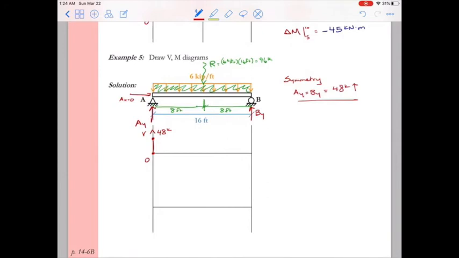Now I need to look at the change. Remember, the change in shear from point A to B is going to equal negative the area under the omega x curve.